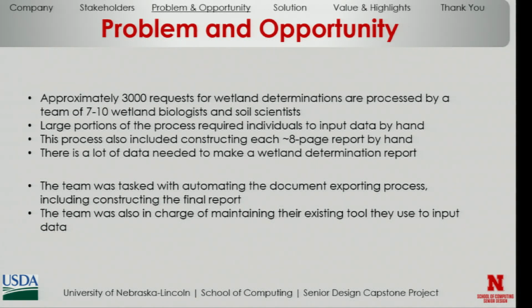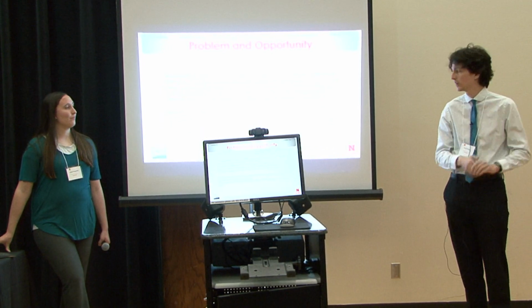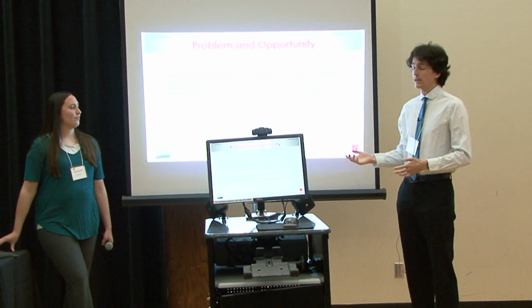So the problem that the USDA was having was that in order to conduct wetland determinations, they had a lot of data for each one of the determinations. Basically, a plot of land would get surveyed, and they would collect all kinds of data to determine if it was a wetland. And with previous teams' work, they had a tool that they could put in the data, but what they didn't have was a way for that data to then go into documents to be sent off to farmers and landowners. So that is where we came in.